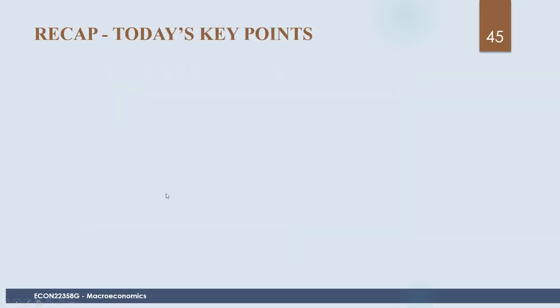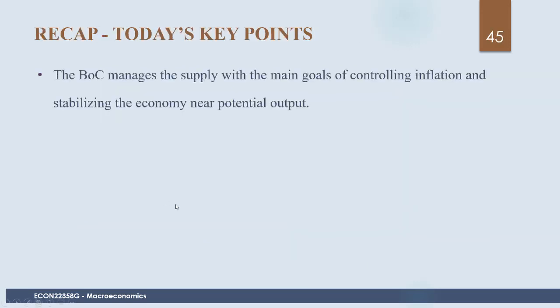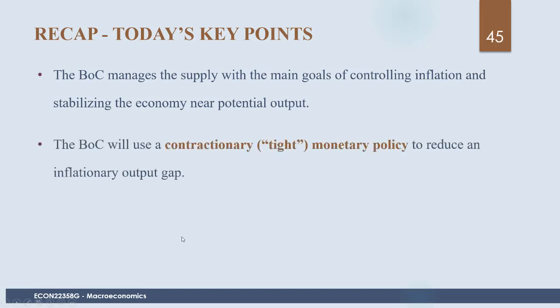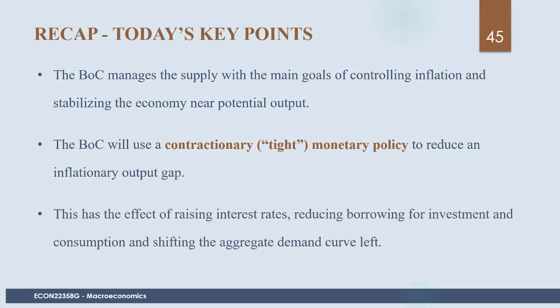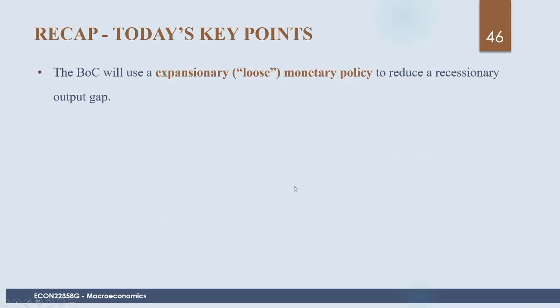So just to recap some of today's key points, the Bank of Canada manages the supply of money with the main goals of controlling inflation and stabilizing the economy near potential output. The Bank of Canada will use a contractionary tight monetary policy to reduce an inflationary gap, and this will have the effect of raising interest rates. It's making credit more expensive, so that's going to lead to lower borrowing and investment and shift the aggregate demand curve to the left.